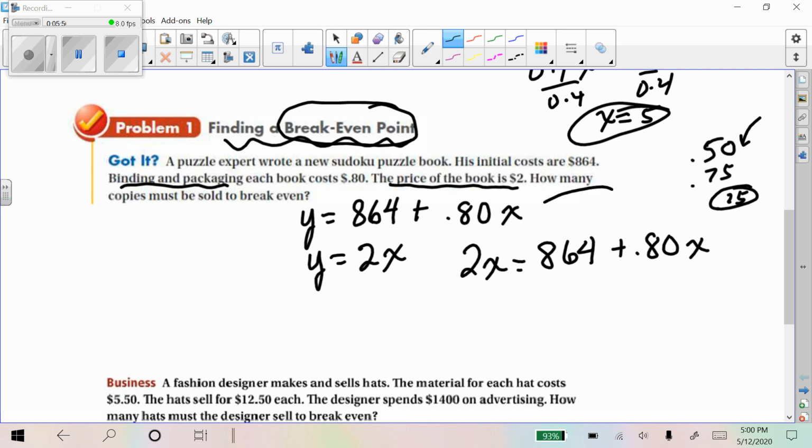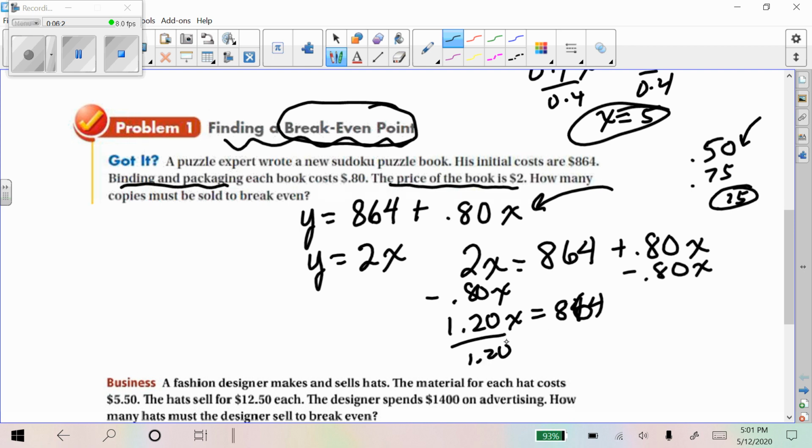If you want to solve it on your calculator, then you would just put both those into your y equal and find where they cross. Okay. Now if I subtract 80x from both sides, I get $1.20x equals 864. Now all I have to do is divide 864 by that $1.20. And that'll tell me how many books I need to sell to break even.